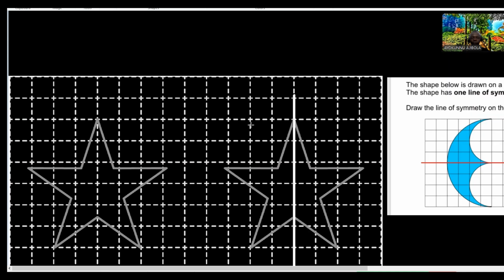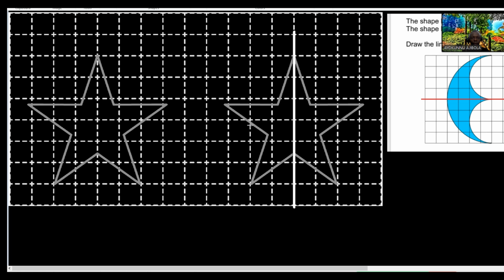Then here is another one. Here is a line of symmetry that divides it into equal parts, right and left. Then another line of symmetry that divides it into equal parts, top and bottom. Another one here, the line of symmetry divides this into equal parts diagonally, and also another line of symmetry divides it diagonally. Now you understand what line of symmetry means, right?